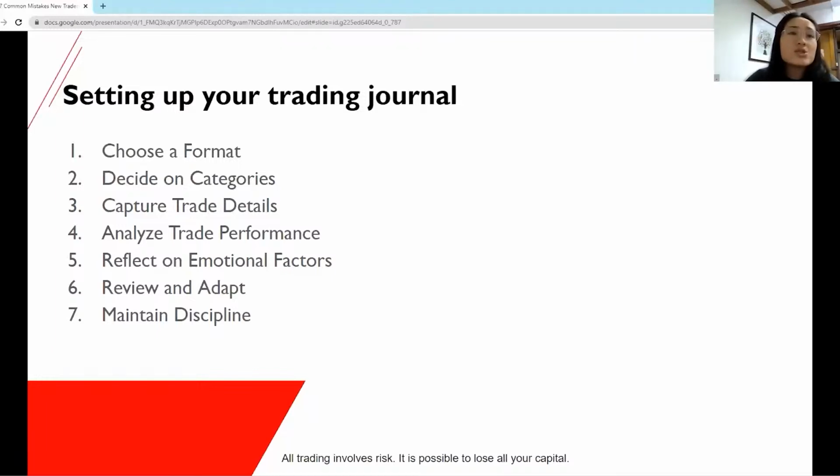Okay, fourth, analyze trade performance. That's pretty self-explanatory. So you basically just look for patterns, trends, and areas for improvement, and reflect on any winning successful trades or any losses. Okay, fifth, reflect on emotional factors, and sixth, review and adapt.